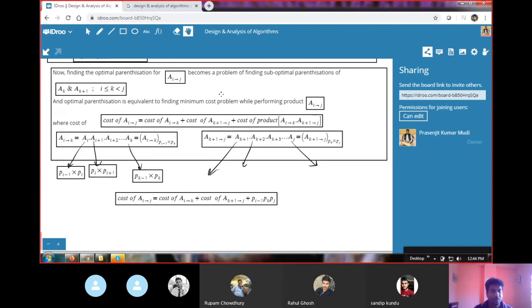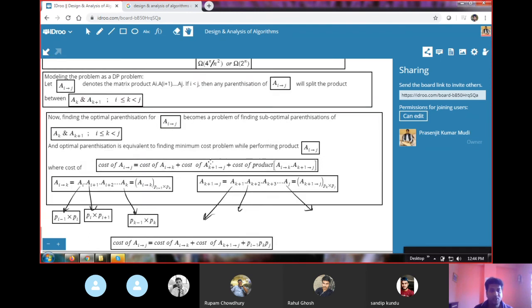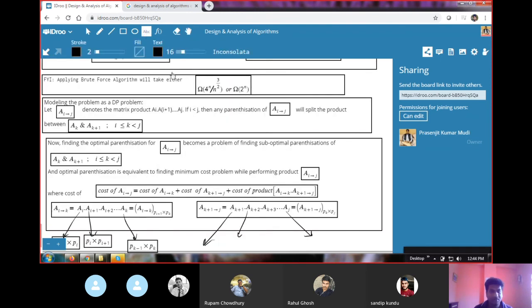Now for the optimal parenthesization, we are doing the parenthesization at k, splitting the product between Ak and A(k+1). So one subsequence will be Ai, A(i+1) dot Ak, and the other subsequence will be A(k+1), A(k+2) dot Aj. But the question is, what is the value of k?